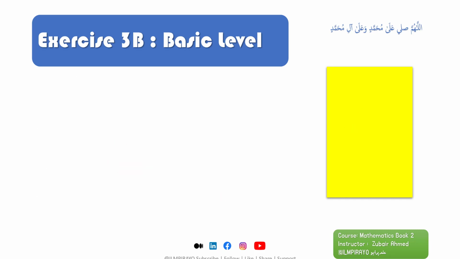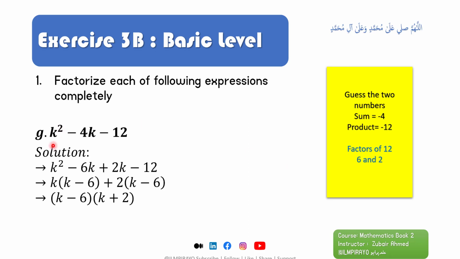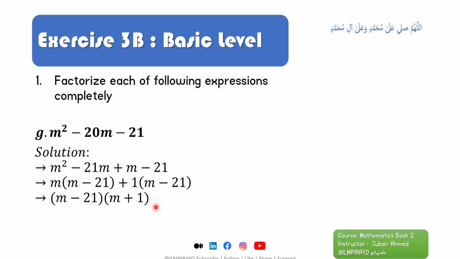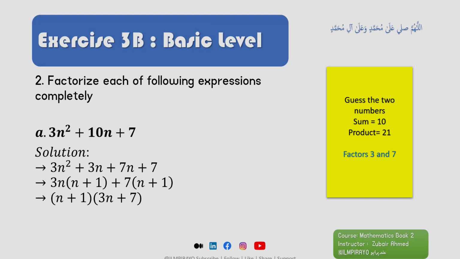Please pause the video and get your answers. The factors of 12 are minus 6k plus 2k. So the final answer is k minus 6 into k plus 2. The factors are 21 and 1. The answer is m minus 21 into m plus 1.